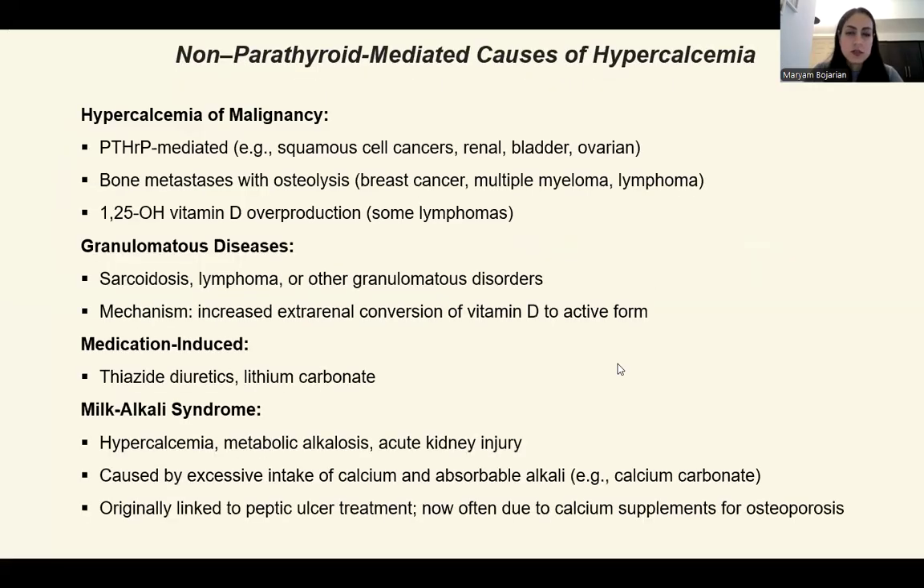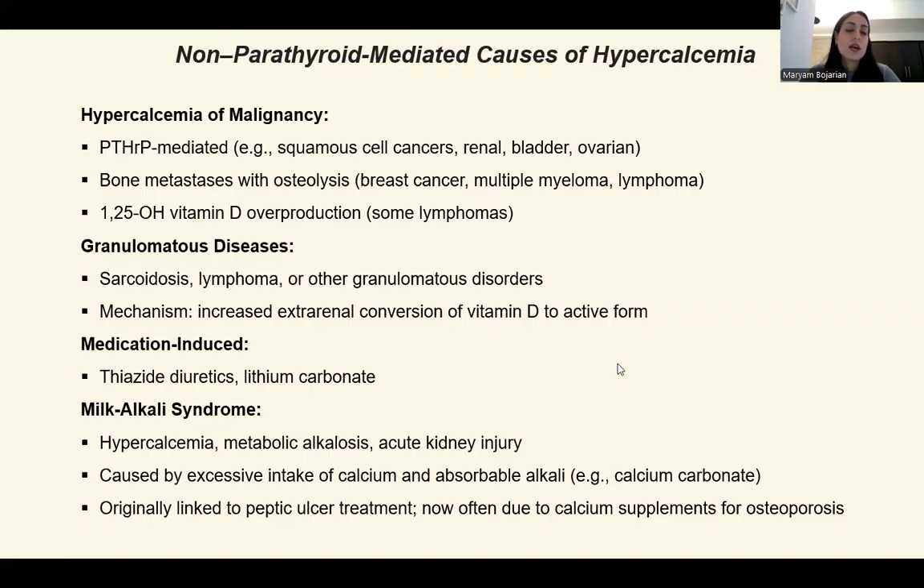Okay, so let's discuss the non-parathyroid mediated causes of hypercalcemia and what that means. Again, your calcium is high and your PTH is suppressed or very low. In this category, we have hypercalcemia of malignancy. With malignancy, we have three different causes that can cause hypercalcemia. The first one is PTHrP mediated, in the setting of squamous cell carcinomas, and we can have bone metastasis with osteolysis in the setting of breast cancer, multiple myeloma, and lymphoma.